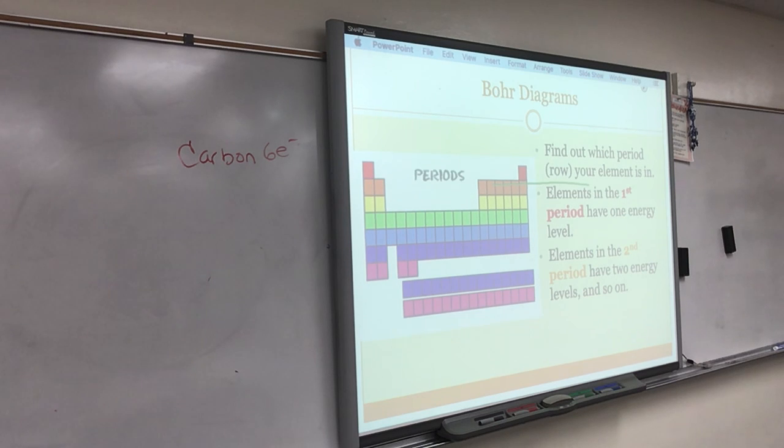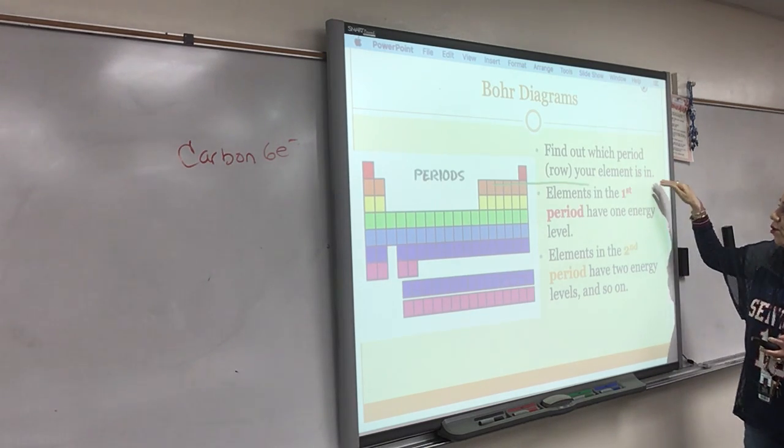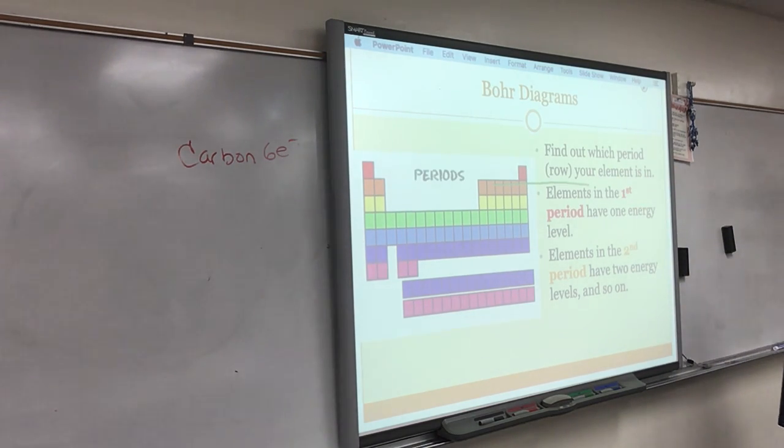The next thing you need to do is find out in which period or row that element is. Always determine the period or row that element is in.